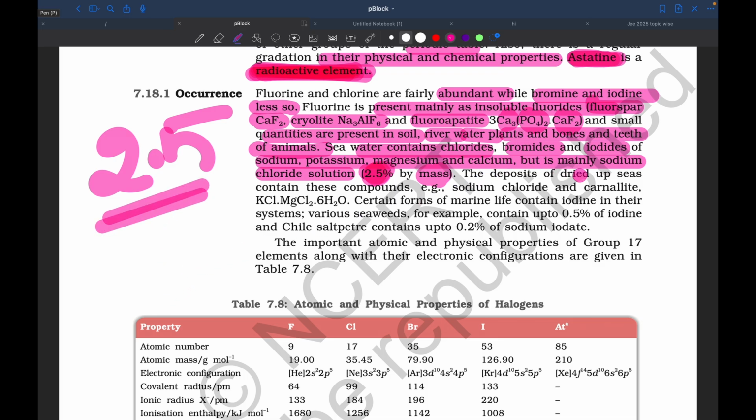The deposits of dried up sea contain these compounds. Example: sodium chloride and carnallite, that is KCl, MgCl2, 6H2O. Certain forms of marine life contain iodine in their systems. Various seaweeds, for example, contain 0.5% iodine, and Chile saltpeter contains 0.2% iodate.